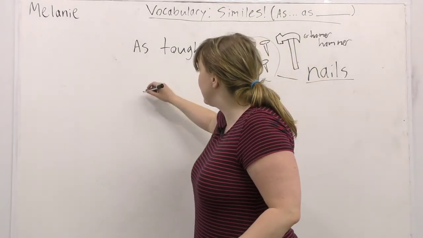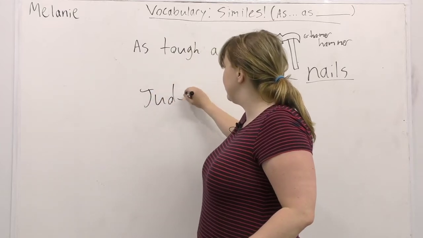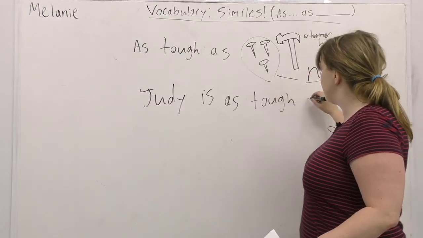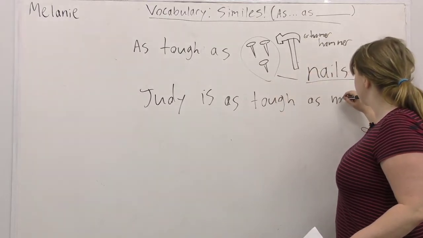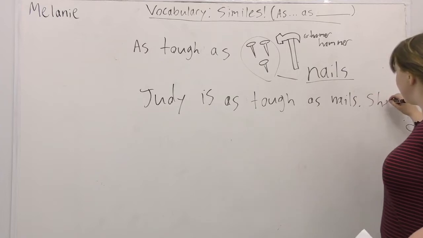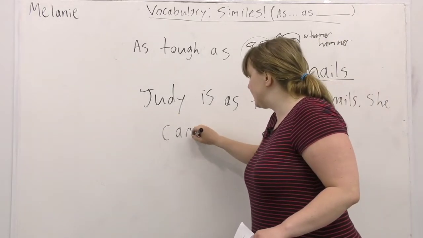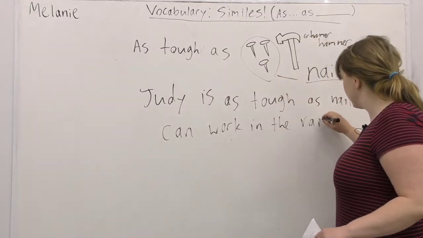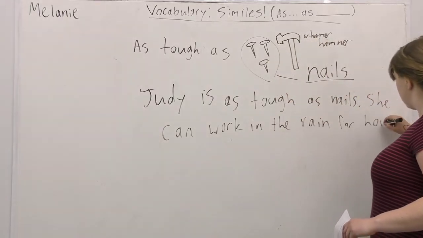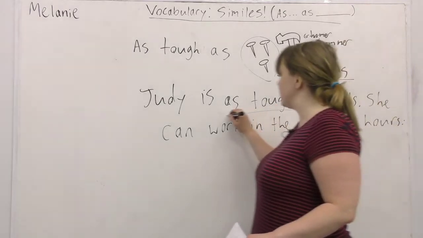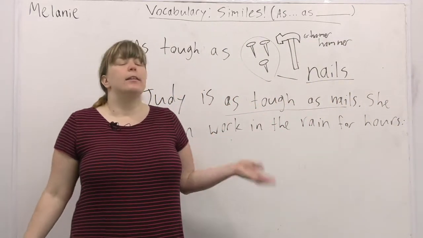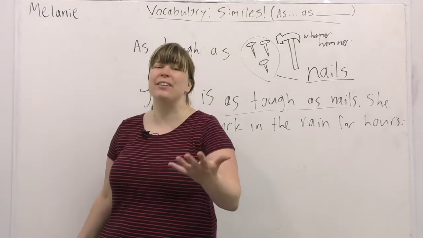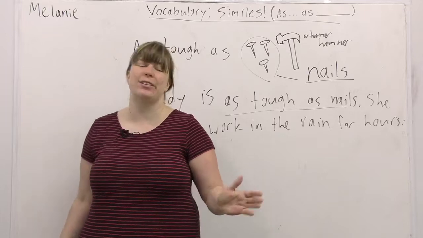Okay, so we could say, Judy is as tough as nails. As tough as nails. She can work in the rain for hours. As tough as nails. All right. Me, I don't know if I'm like this. Are you as tough as nails? Tell me if you're as tough as nails or not.